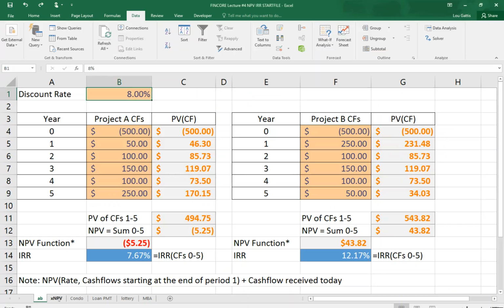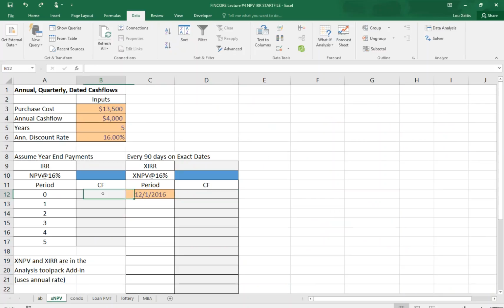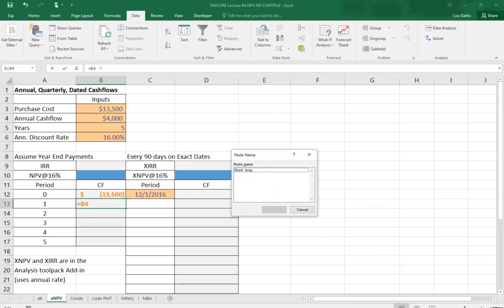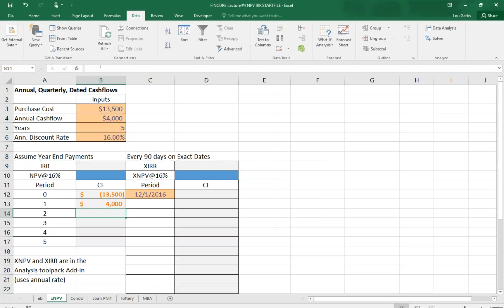So we'll go to our spreadsheet and say that if we spent $13,500 today and got $1,000 every 3 months for 5 years, that would be $4,000 a year. But for simplicity, I'm going to anchor that right there. What if we just said that we received a year-end $4,000? So annually, the cash flows would look like this.